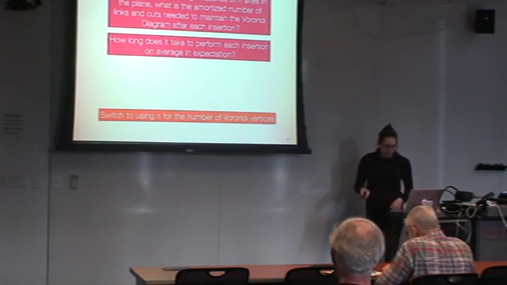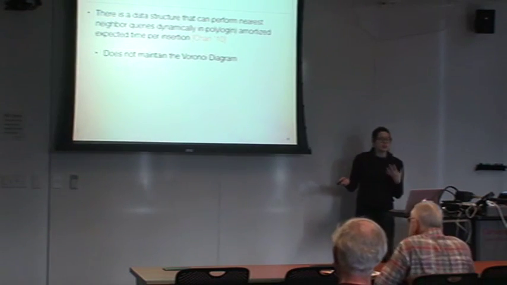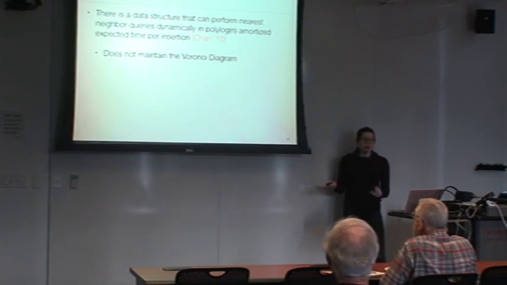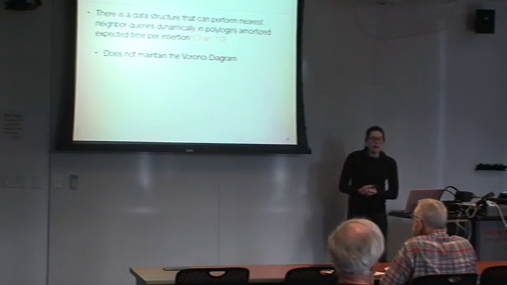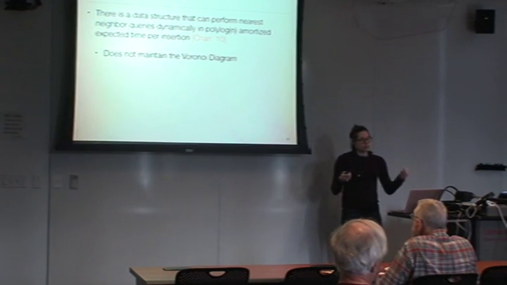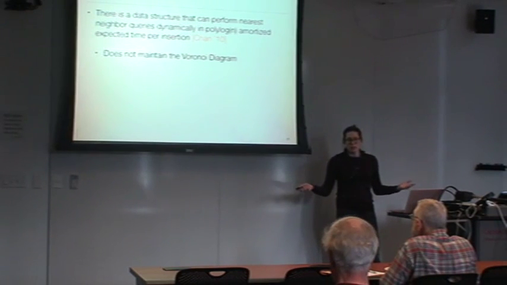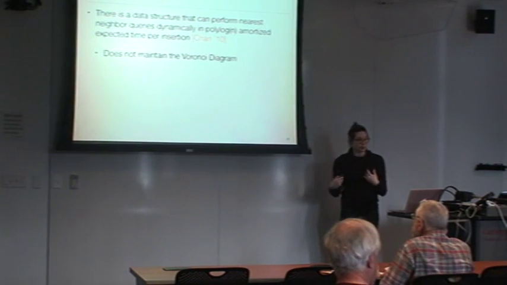So I'll go into some related work. Timothy Chan introduced a data structure that can perform nearest neighbor queries dynamically in polylog n amortized time for insertion. The caveat here is that it doesn't maintain the Voronoi diagram, so it will maintain the ability to do these queries, but if you wanted to print out the diagram, it won't actually keep an updated version of the Voronoi diagram, which is something that we want to attain.